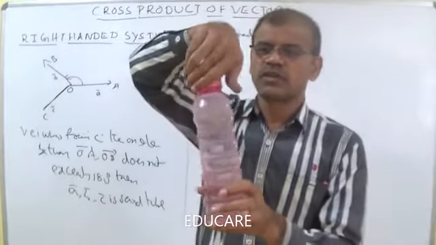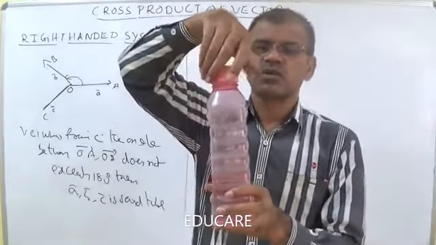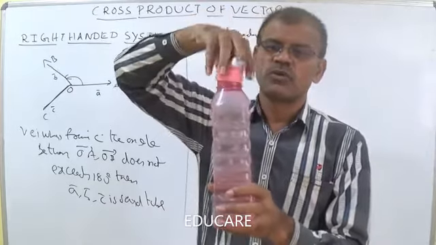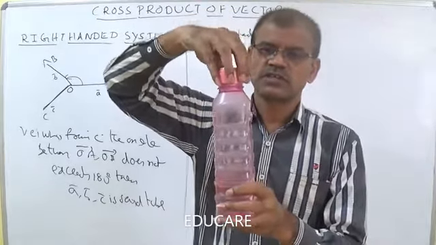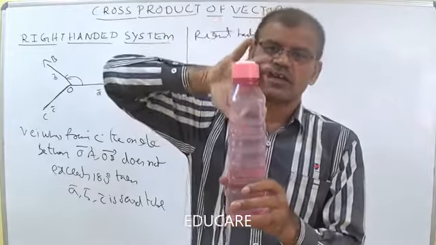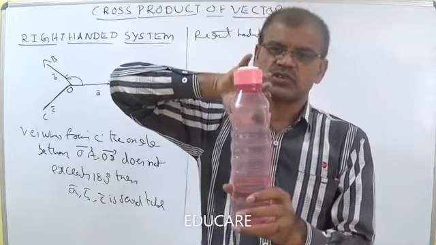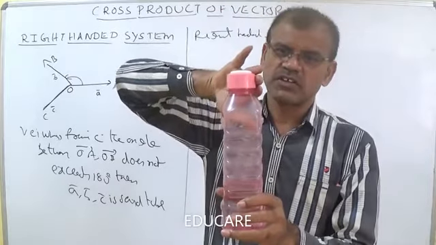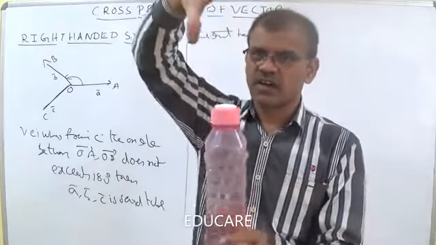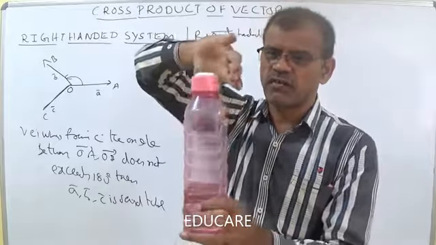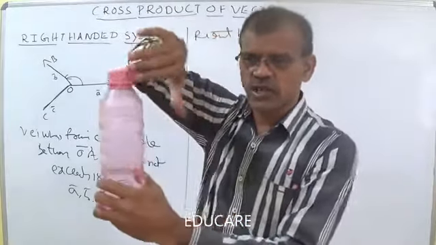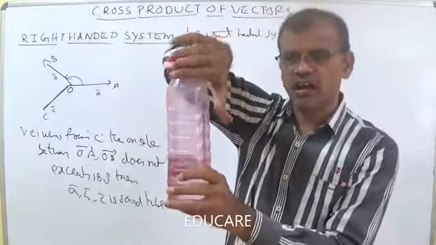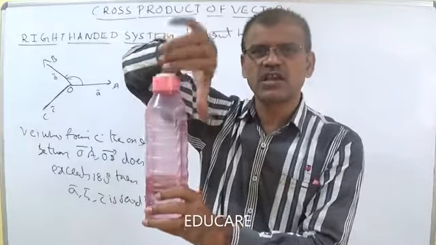Now let us take it like this. Here also it is opening. Now you close this one, just like this. Now observe the cap going in this way. What is happening? It is in the downward direction. So what is the resultant vector? It is in the downward direction. So whenever the angle is in the negative direction, in the clockwise sense, it is called a left-hand system.